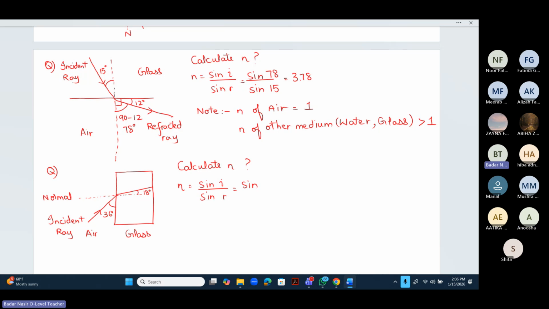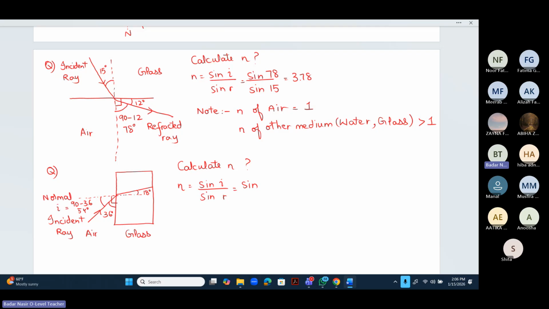54. Perfect, good. So this whole angle is 90 degrees. So if I find out the value of this angle by subtracting 36 from 90, 90 minus 36, we get 54. So this is going to be the angle of incidence.